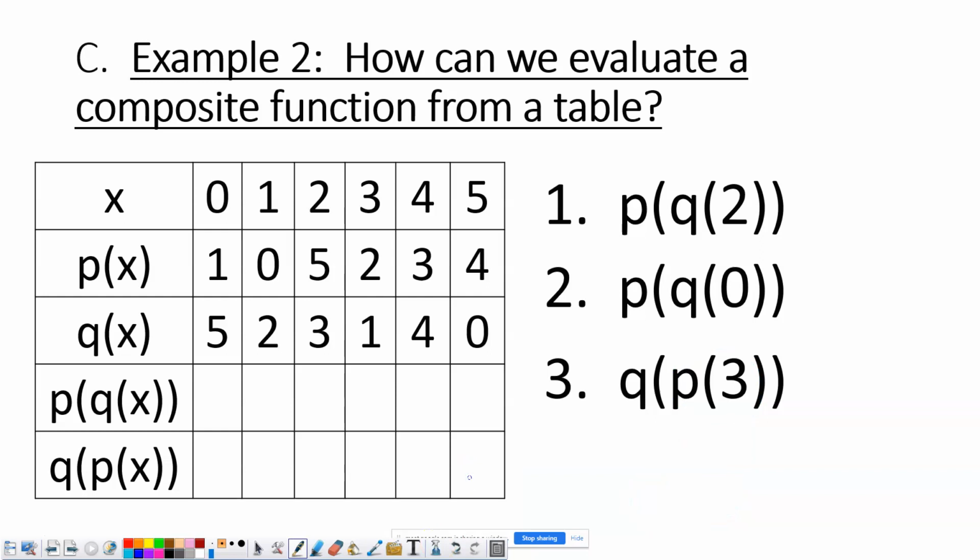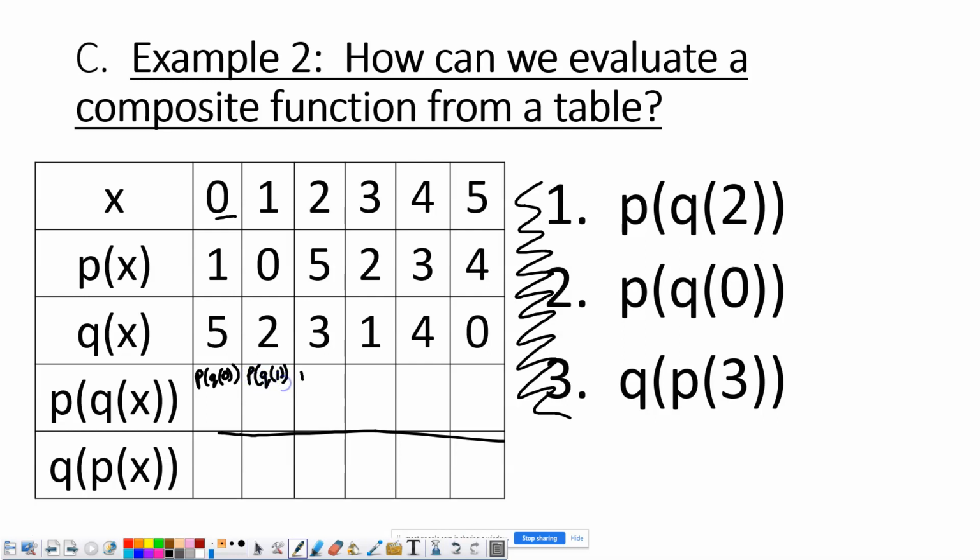Now on your homework, I think they're going to give you a table like this, and I don't think they're going to ask you the problems like this. They're just going to say complete this table. So what do they mean by that? They mean you're going to plug this x value into the composite function. So what's P of Q of 0? And then you're going to do 1. And then you're going to do 2. And so on.